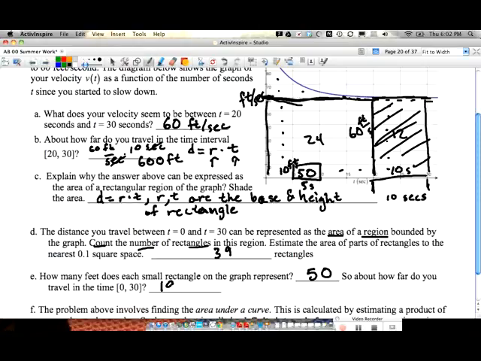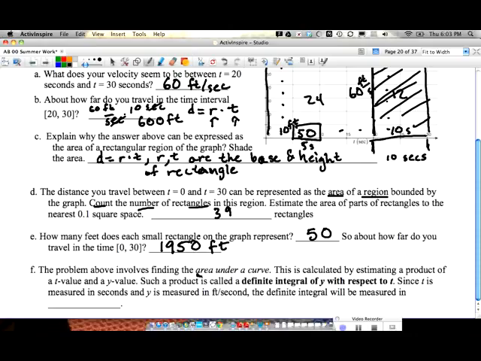And we get 1950. 1950 is that total area of all those rectangles added up. It's about 1950 feet. So now we're talking about this problem. It's the area under a curve. That's the key thing that was mentioned here.